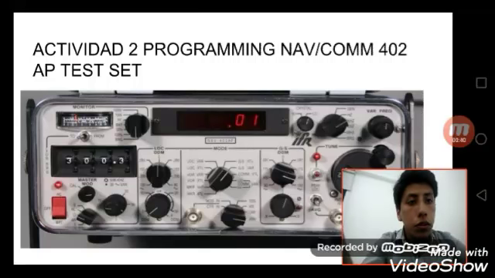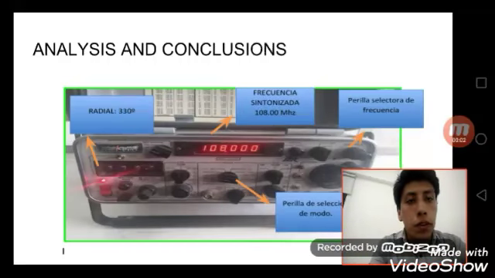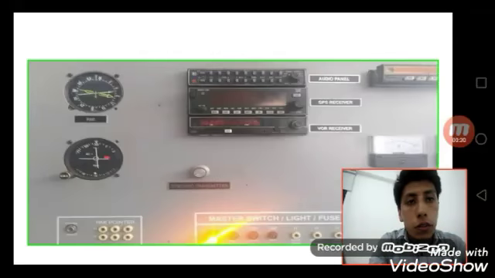In this picture, we can see the different options of the ramp test. For example, it has the selector mode knob, the frequency selector knob, and the display that shows the frequency tunes. Well, in this picture, we can see the module of the board receiver.